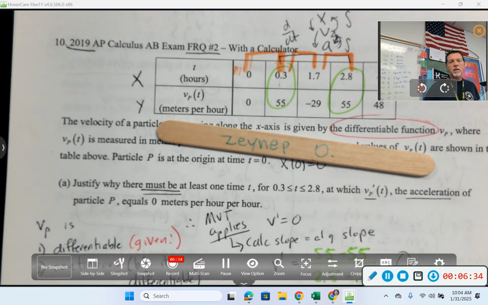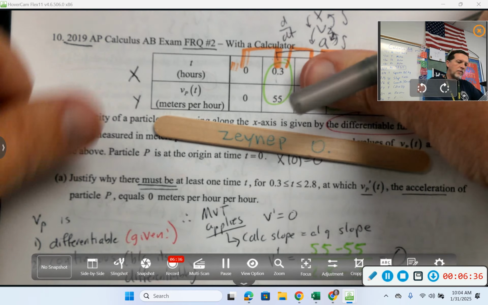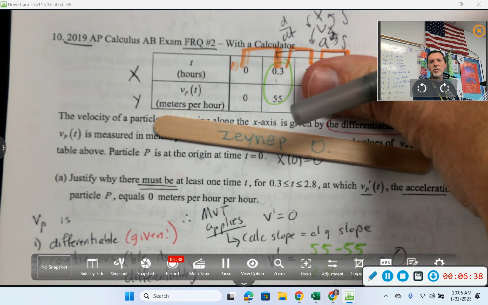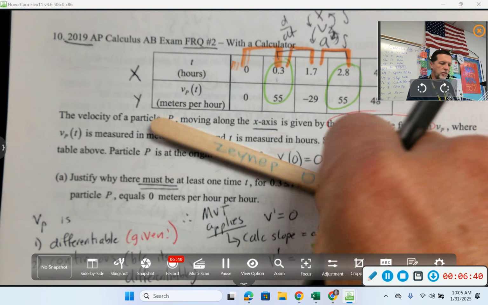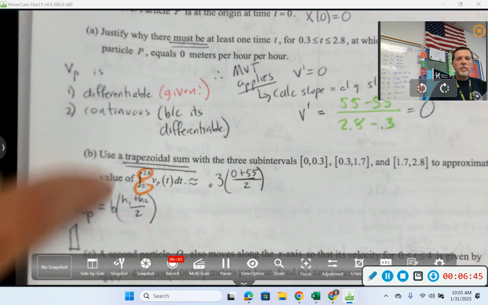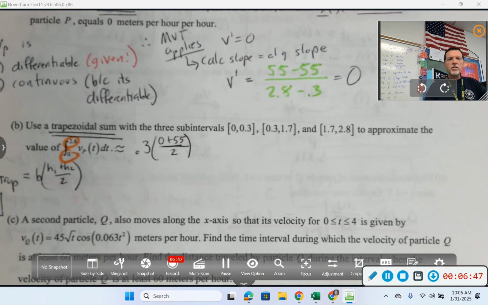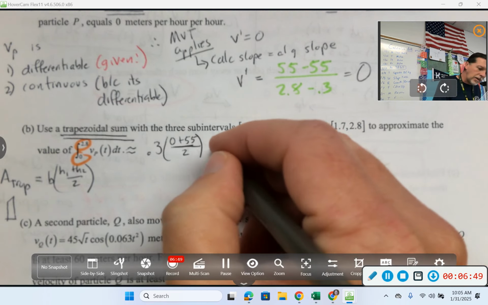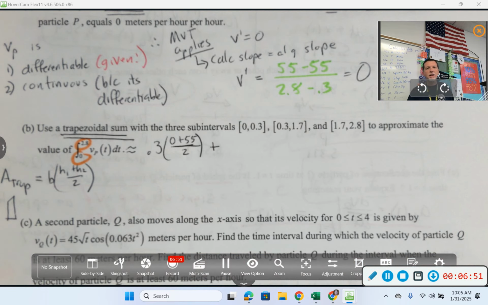So 0.3 times, and then I need the 2 heights. Zainab, what are the 2 heights of my first subinterval there? 0 and 55. And even though this is a calculator question, a safe stop is okay, so I think as soon as I write all these out, I'll be done.